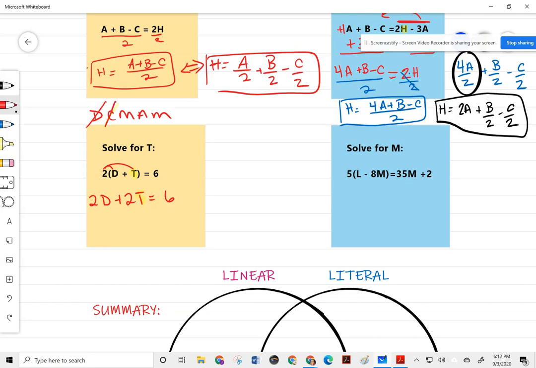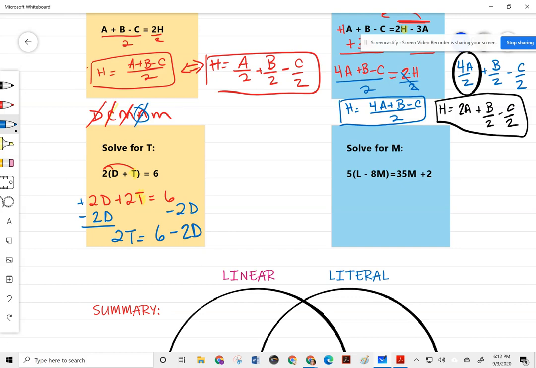I need to move my variable that I want to one side. Okay, the t is already on one side, so I'm done with that. Now I need to add or subtract everything else that's on the side of the variable that I don't want. So t needs to be the only thing over here on the left. So I need to subtract, because this is a positive 2d, I need to subtract 2d. And so I'm left with 2t is equal to a positive 6, a negative 2d. Remember, those are not like terms, so I cannot add those.